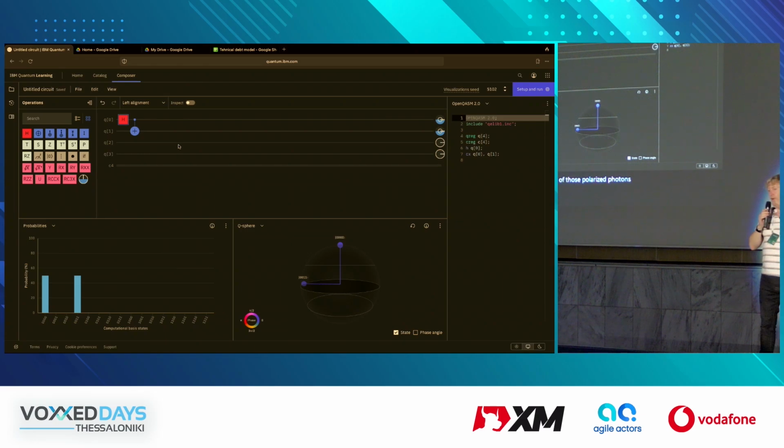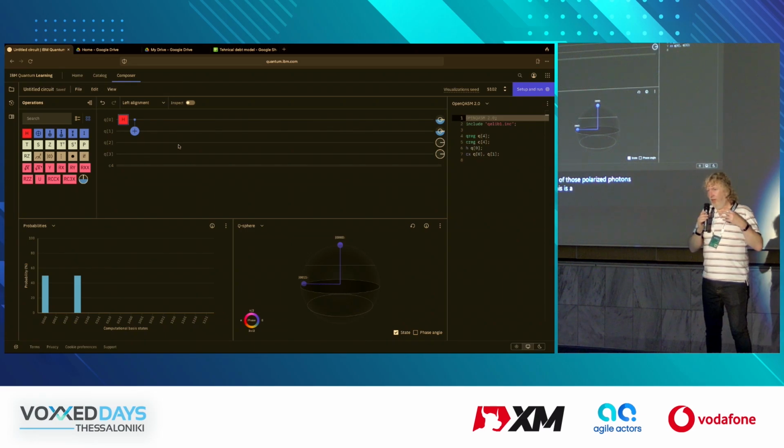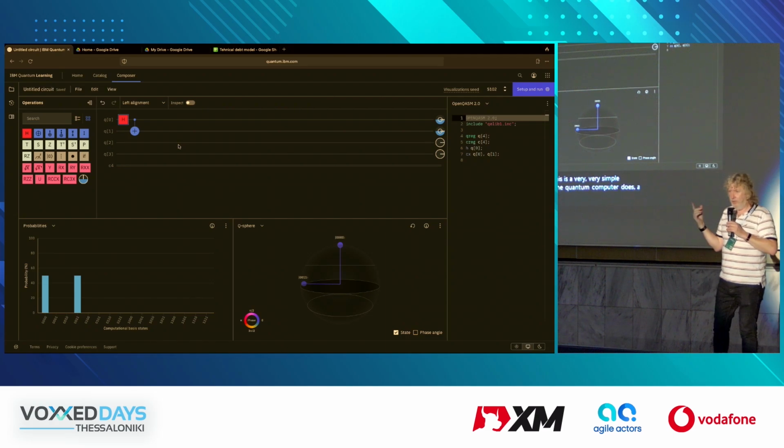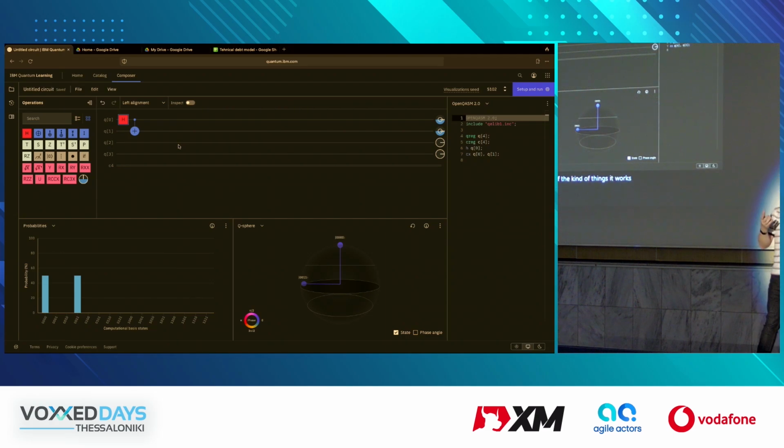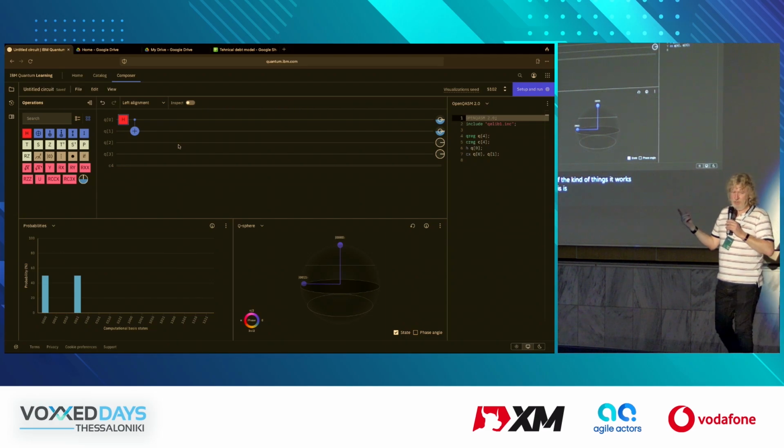So this is a very, very simple demonstration of what the quantum computer does, and it gives you an idea of the kind of things it works with. This is not useful. This is Hello World, and Hello World is never very impressive. But let me show you an example of an actual task.